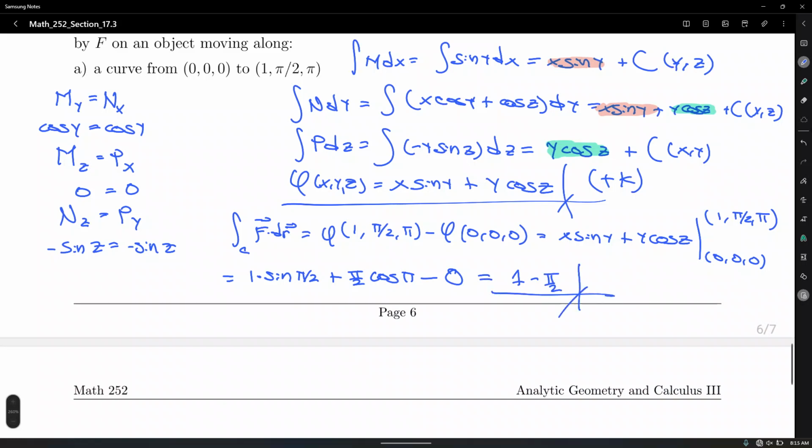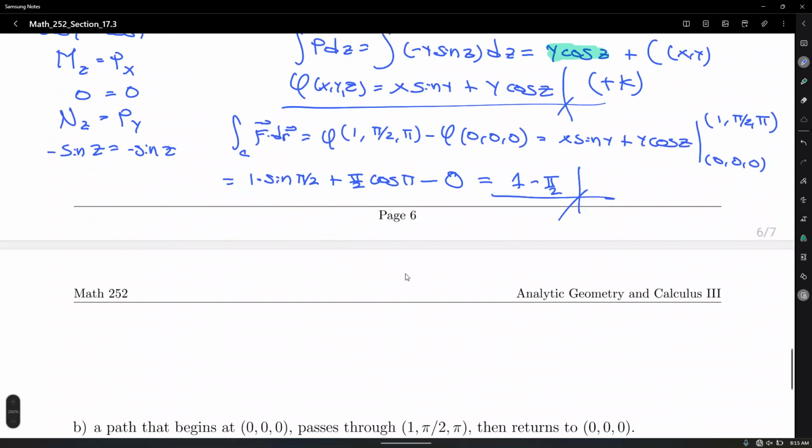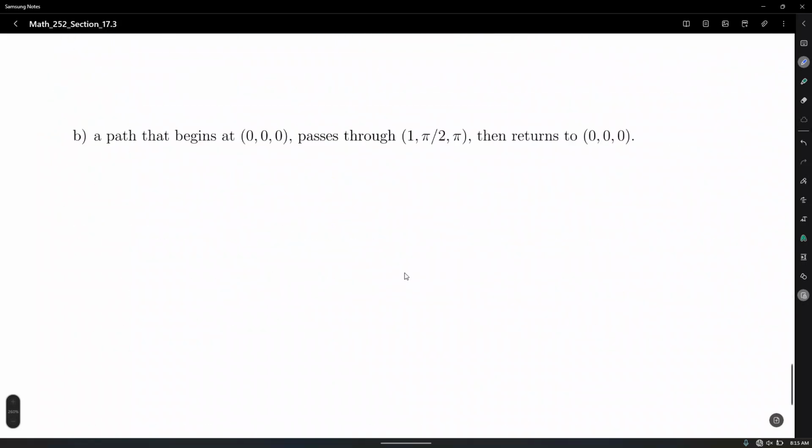So that's the value of the line integral. That's the work done by the given force in moving a particle from the origin to the point 1, pi over 2, pi along any trajectory. And to wrap up this section, part B. So this is what they're asking us to do. Evaluate the line integral along a path that begins at the origin, passes through the point 1, pi over 2, pi, and then returns back to the origin. What do you think the result will be?